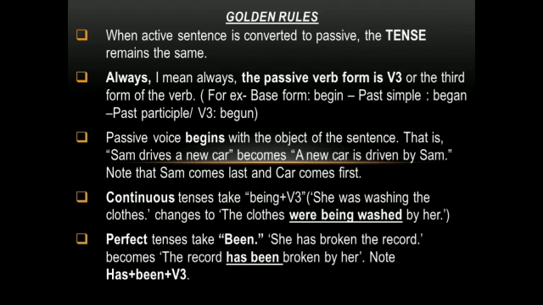Yes? Then, perfect tenses take been. Like, she has broken the record. That is the perfect tense, has broken. It's a present perfect tense. So it will change into the record has been broken by her. Note the structure there. Has plus been plus V3. Now this is something that you have to learn by heart. This is the structure or the requirement of changing active to passive voice depending on the tense.